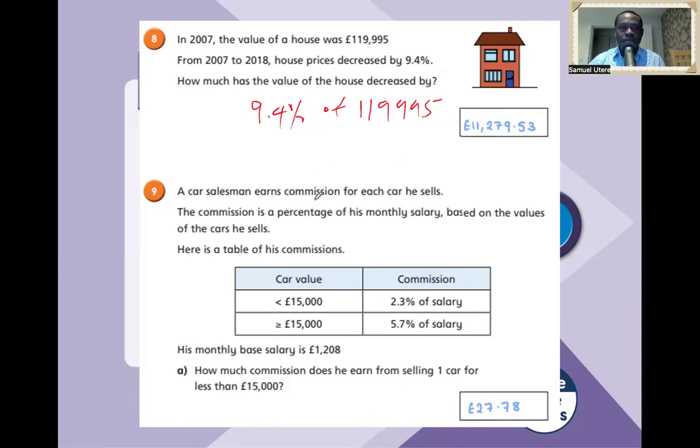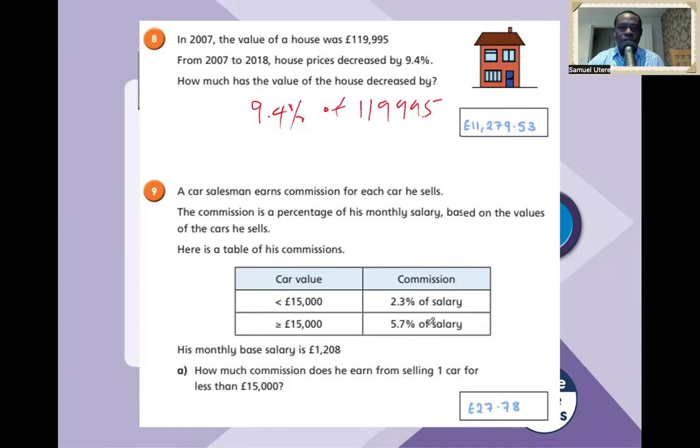Okay, next. A car salesman earns commission for each car he sells. The commission is a percentage of his monthly salary based on the values of the cars he sells. So here is a table of his commissions, right? His monthly base salary is £1,208. Now, if he sells a car greater than or equal to £15,000, he's going to get 5.7% of his salary. Okay.